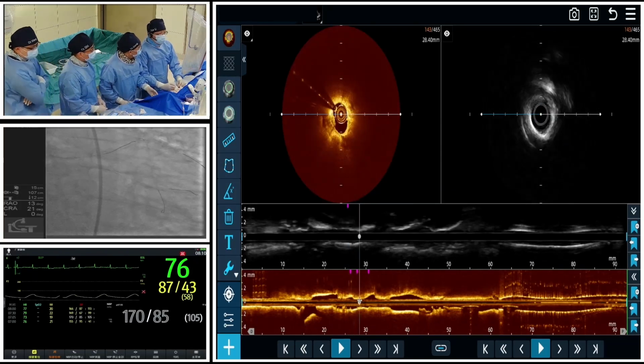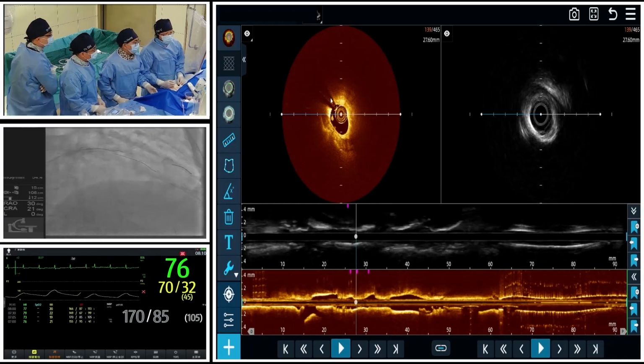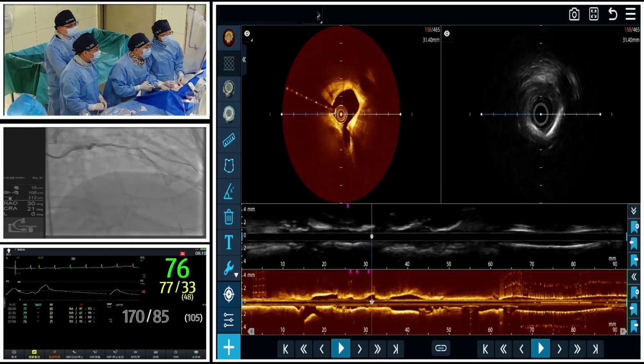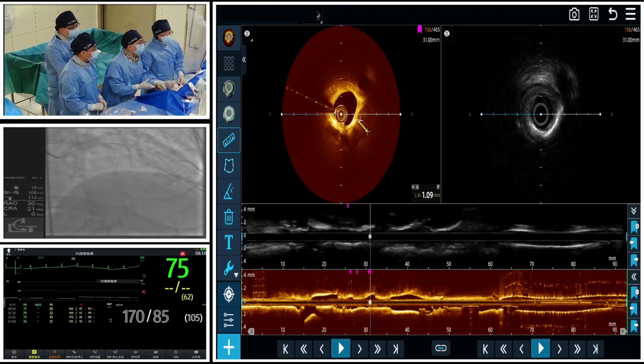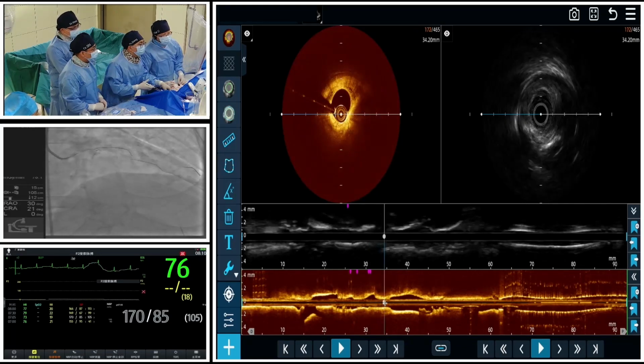Let's come to the proximal part of the RCA. You can see there is some superficial calcification of over 270 degrees, and also some deep, very thick calcium at the proximal part of the RCA. The thickness is around 1 millimeter, which is a relatively very thick and eccentric calcified plaque.